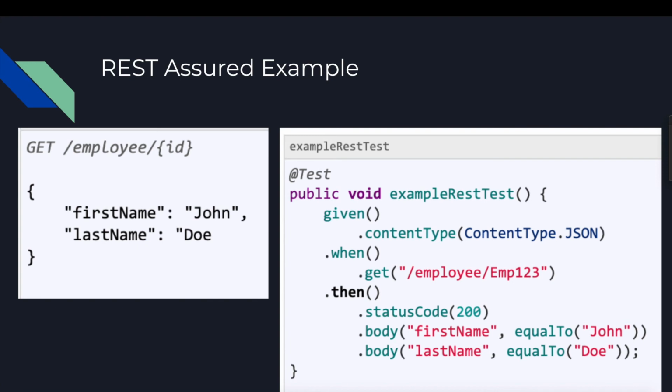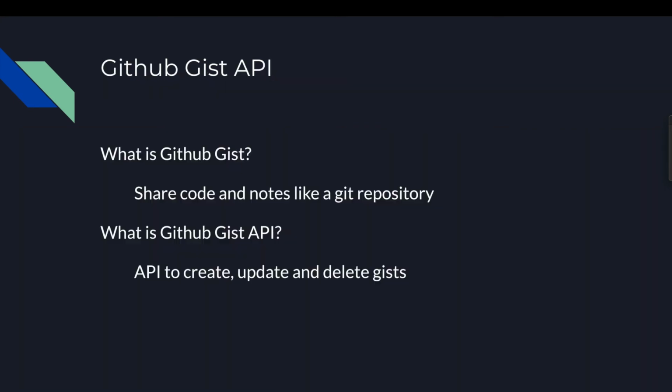Of course, you can browse through the Java docs for it, and you can read up on all the options that you have. The next part of this tutorial is the GitHub Gist API. First thing is, what are GitHub Gists? It's a way of letting you share small notes or code snippets with the rest of the world. What is the GitHub Gist API? It's basically an API to create, update, and delete gists. You can use the UI to create your gists or interact with them, but you can also use this API.